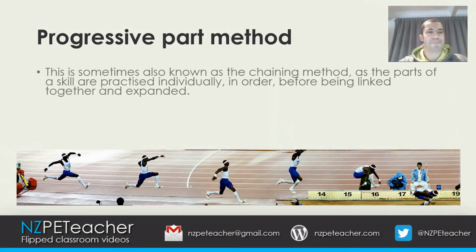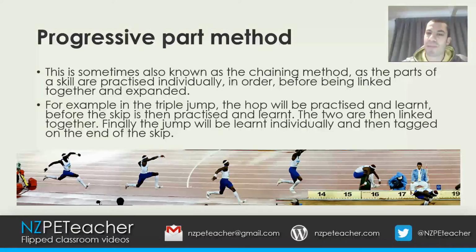Progressive part method. This is sometimes known as the chaining method, as the parts of the skill are practiced individually in order before being linked together and expanded. For example, in a triple jump, the hop will be practiced and learnt before the skip is then practiced and learnt, then the two are linked together. Finally, the jump will be learnt individually and then tagged onto the end of the skip. This is a slow process, but allows weaknesses to be targeted and for the performer to understand the relationship of the subroutines.